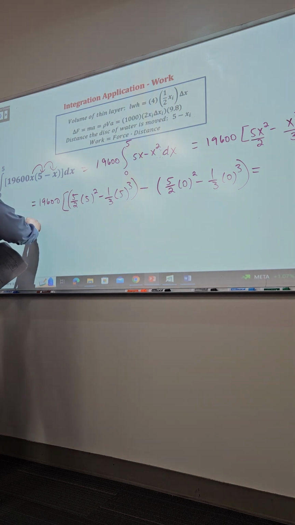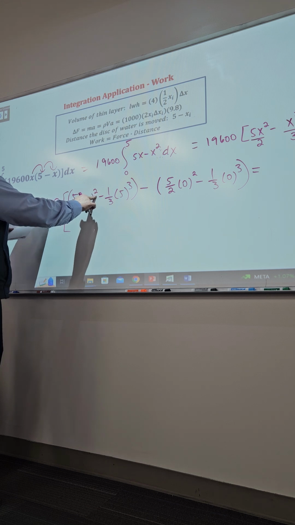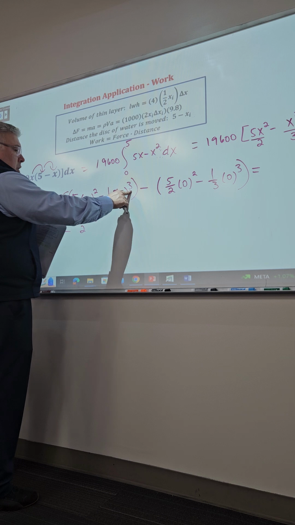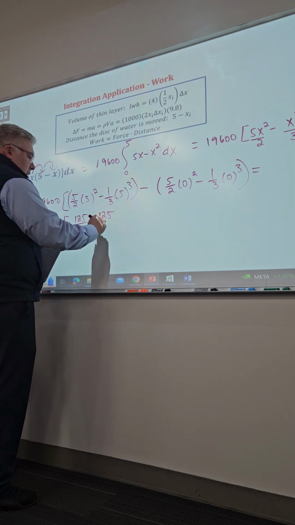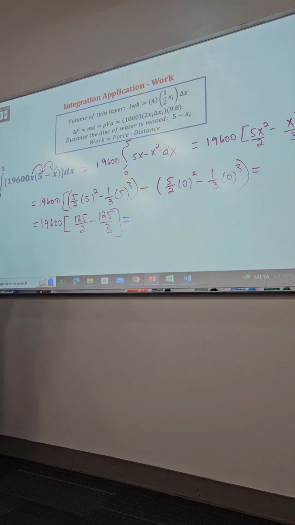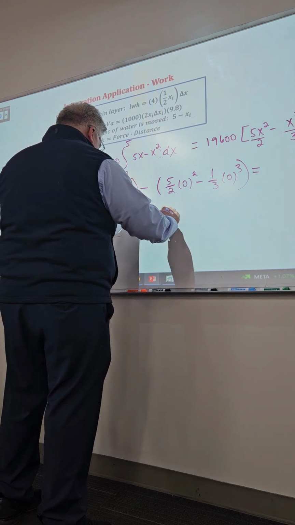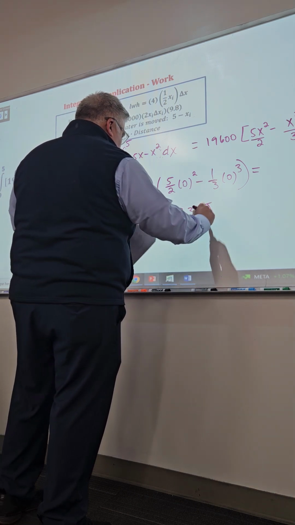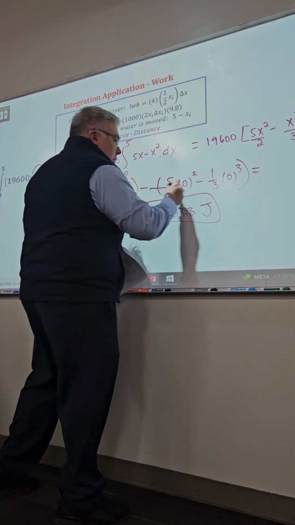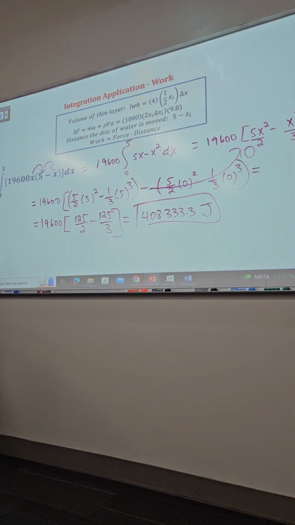Okay? So it's gonna give me 19,600. When I do this math here, 5 squared is 25. 25 times 5 is 125 divided by 2. 5 cubed is 125, 125 times 1 is 125 divided by 3. Just plug that into your calculator, and you're gonna get 408,333.3 joules. And there's your answer. And of course, all this stuff went to 0, it's gone, right? That's crazy.